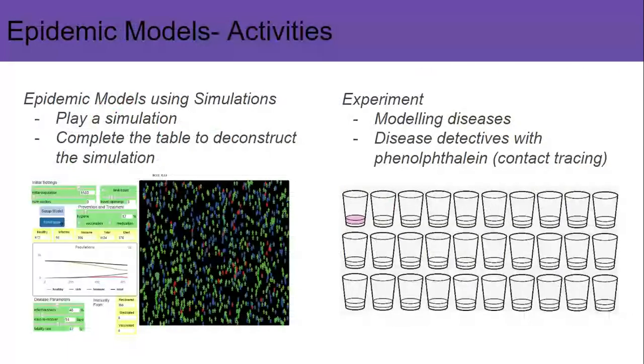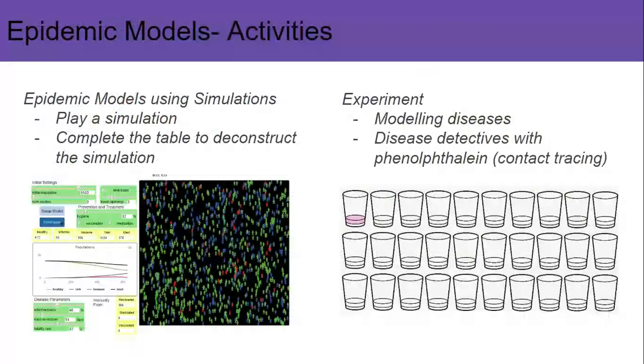So, the activities regarding epidemic models: I want you to play the simulation and then complete the table that deconstructs the simulation. So this is how we're looking at how an infectious disease can be passed through a population using a simulation, so a computer simulation that we looked at in lesson 1.